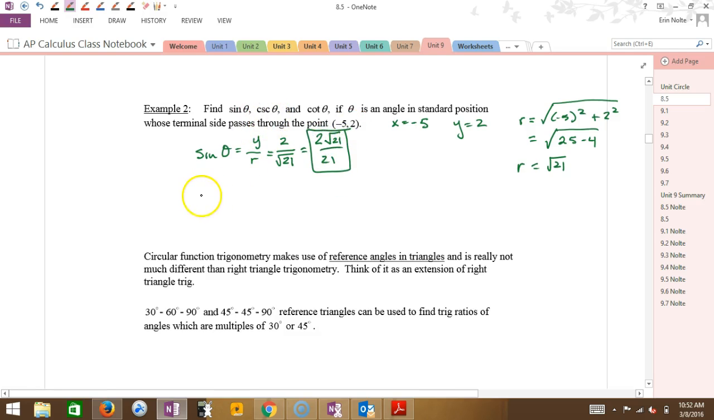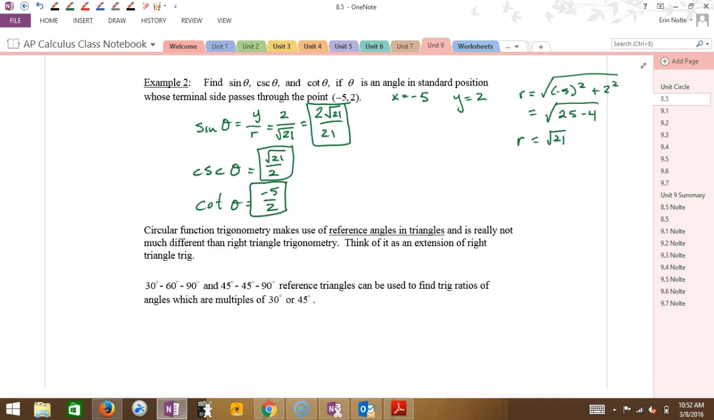Okay, if I did cosecant, cosecant is basically the reciprocal of sine. So I could flip that, but it's going to be easier to flip the unreduced version and do the square root of 21 over 2. That's going to be easier. Okay, the last one is cotangent. Cotangent is x over y, so we're going to have -5 over 2. Okay, so hopefully that jogs your memory.